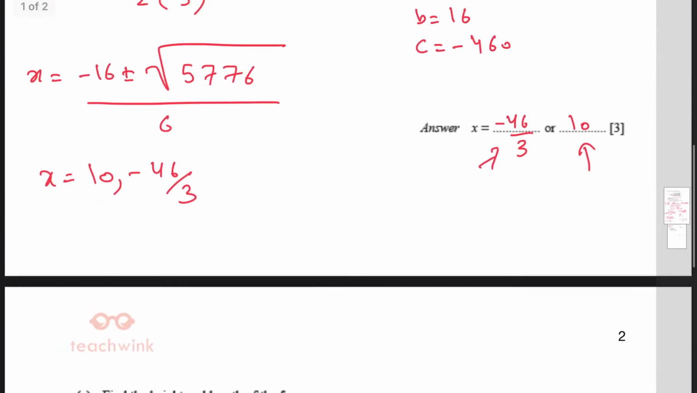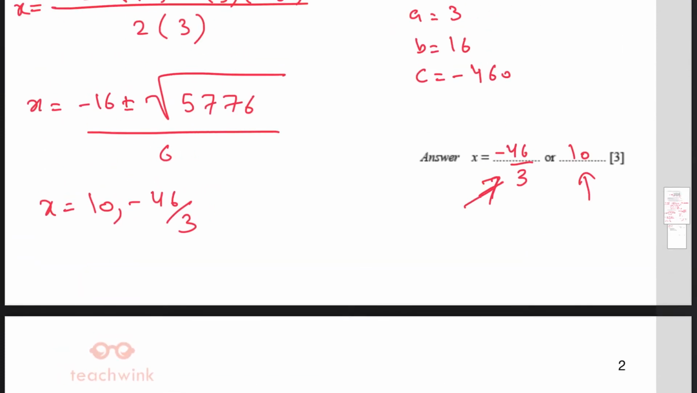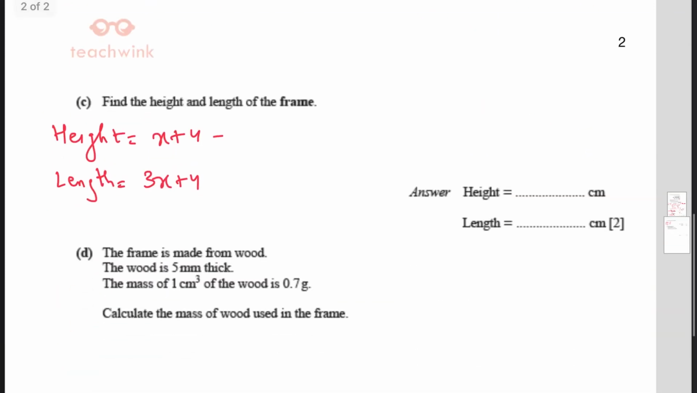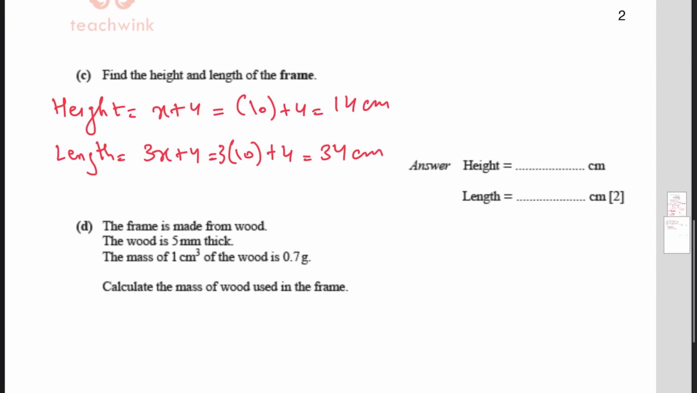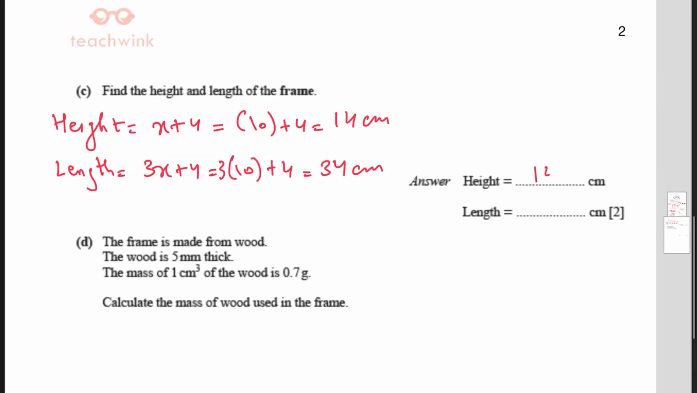First of all, you need to understand that you cannot use the negative value of x because the length cannot be negative, but you can use the positive value of x, which is 10. So we plug the value of 10 into these equations. So it's 10 plus 4, that gives you 14 centimeters. That's the height. And 3 times 10 plus 4 gives you 34 centimeters, which becomes the length. So the height is 14 and the length is 34.